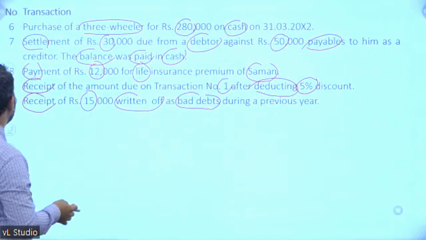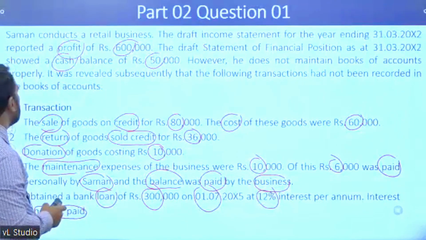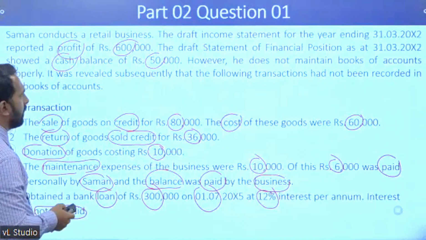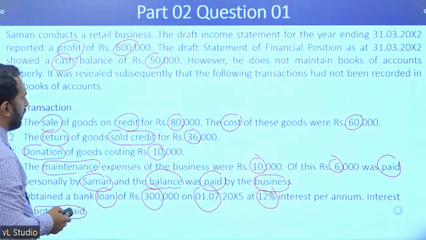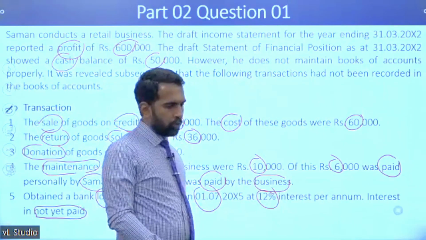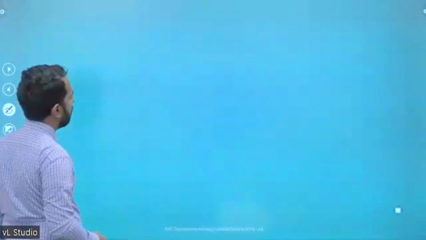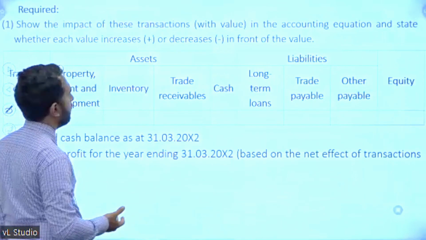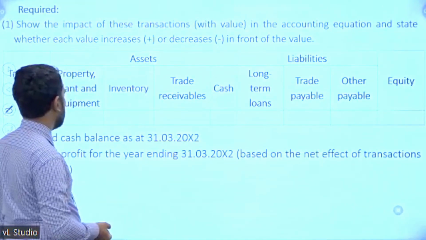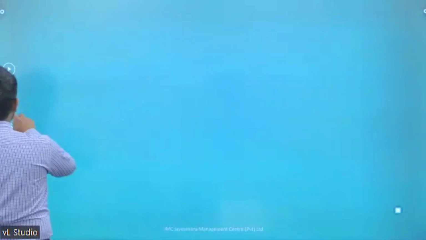Right. So you've got 10 transactions that we have to account for. There are 10 transactions that we need to record. So you need to draft the statement. We have to prepare the format like this, and we have to calculate the revised cash balance and the revised profit for the year. Right. We'll draft the formats.